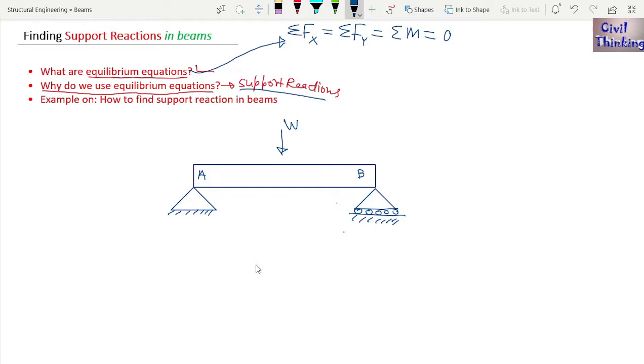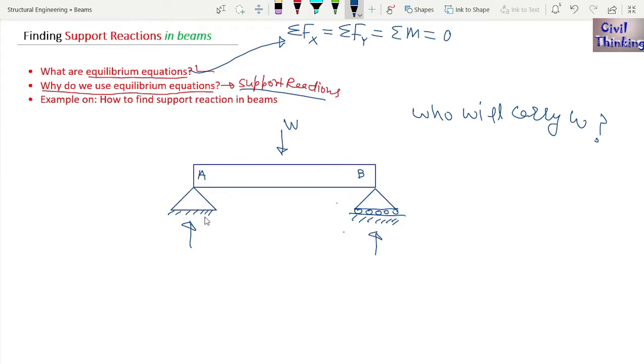Now what is going to happen? Who will carry this? Who will carry W? Okay, this is the problem. Now obviously you will say these two supports will carry it, right? But when they carry it, they will exert some reactions against W, right? Like this, support A will exert a reaction at A, and support B will exert a reaction on this, like this.